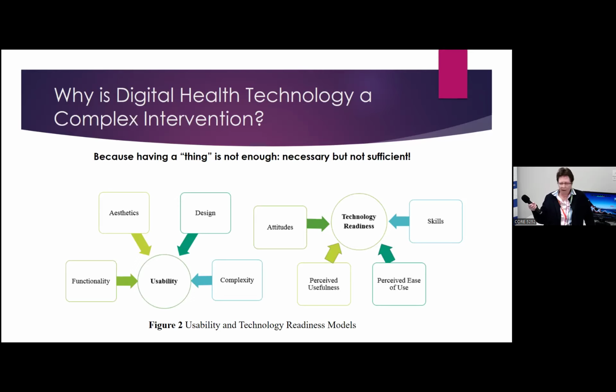And you also have to think of the participants in terms of tech readiness. What are their attitudes to technology? What are their perceived usefulness? What are their perceived ease of use? And what are the skills they bring to the table? So we haven't even done anything in terms of evaluating its effect on outcome, and we already have 8 boxes that we have to have some data and some evidence for.